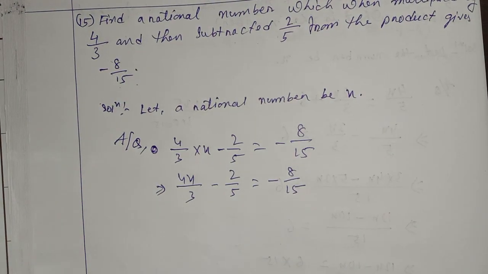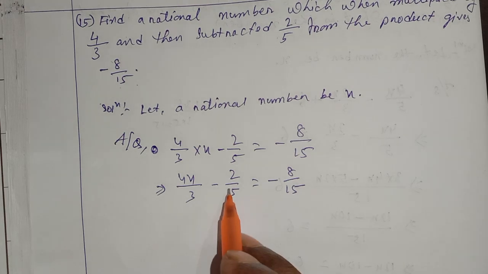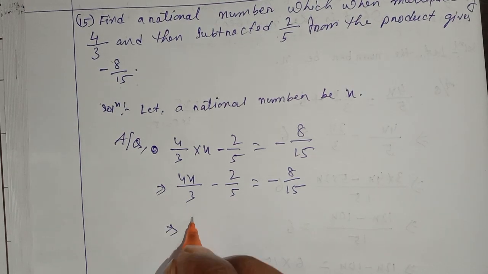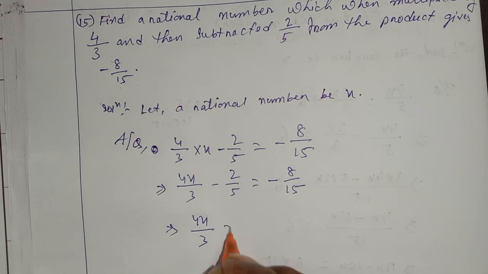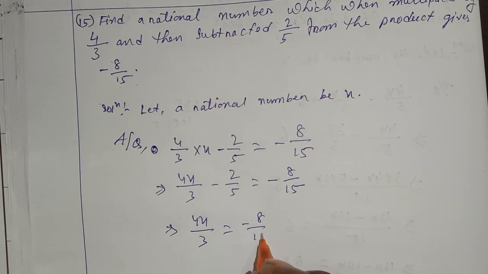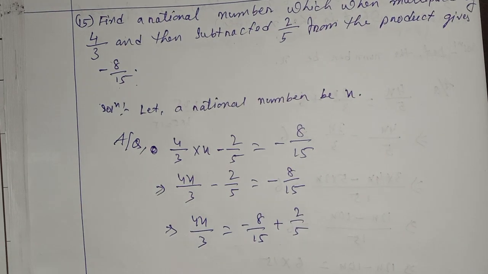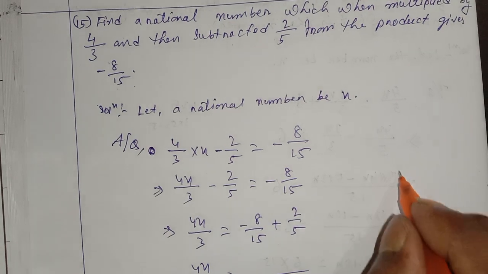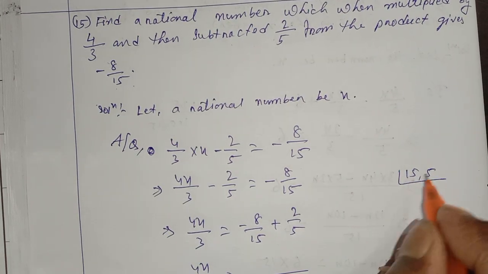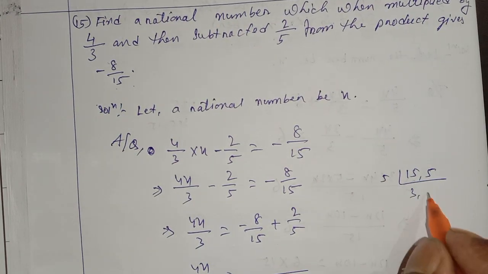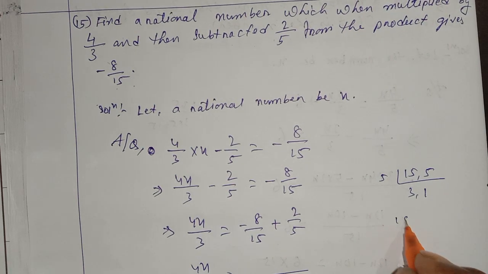Okay, now if we take the LCM, then what will we get? Otherwise we take this 4x by 3 equal to minus 8 by 15, and this minus becomes plus 2 by 5. Now here take the LCM of 15 and 5. 5 times 3 is 15, so 15 will be the LCM.